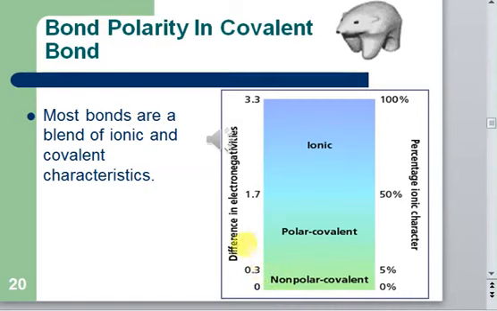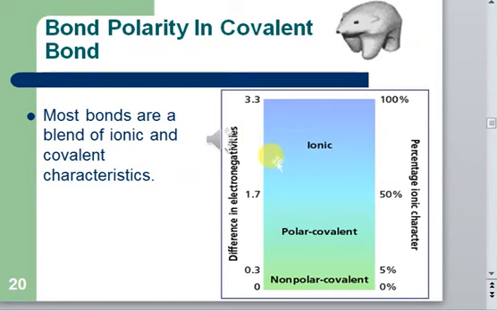Let's say again: if you have to decide if a bond is polar or non-polar, just see the electronegativity. If the electronegativity difference between the two bonded atoms is between 0 and 0.3, then the bond will be a non-polar covalent bond. While if the electronegativity difference is between 0.3 and 1.7, then the bond is said to be a polar covalent bond. Still covalent, but polar covalent. And if the electronegativity difference is 1.7 or higher, then that will be an ionic bond.